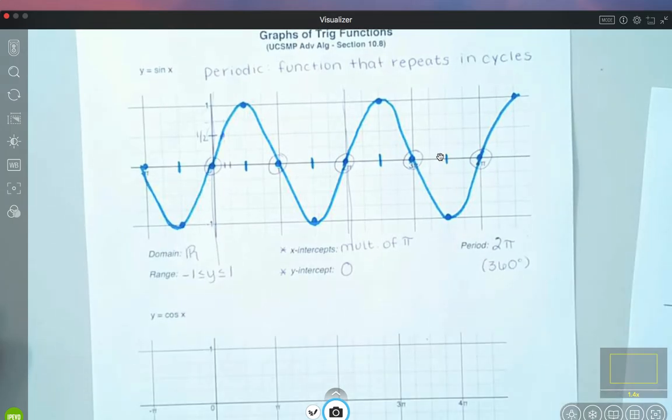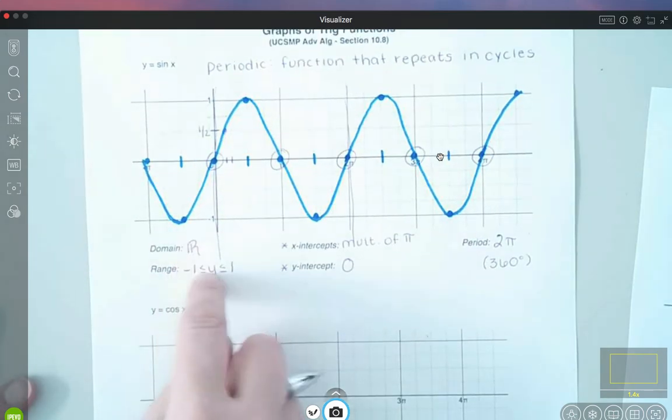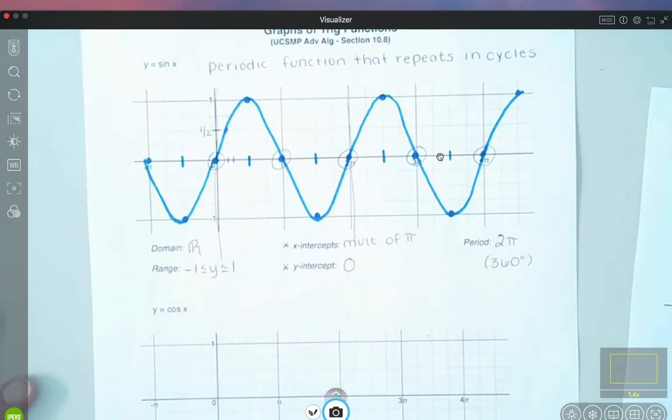Okay, so now it's going to be up to you to go back to your cosine function, answer these same questions for the cosine function, and then you can get on your way with your homework assignment. That's really it for today.